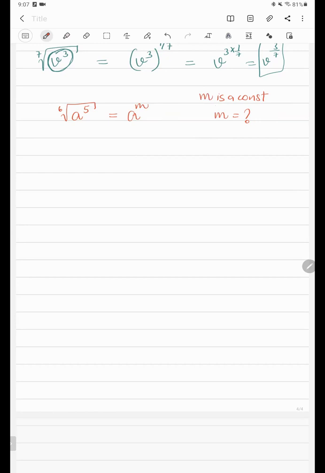Now we need to find the value of m. So forget about the right hand side of the equation for now. Let's just focus on this one. So basically this means a to the power 5, and for this a to the power 5, we're taking the sixth root of that, right? We have this 6 over here. So we have to take the exponent of this whole thing, and that is 1 by 6.